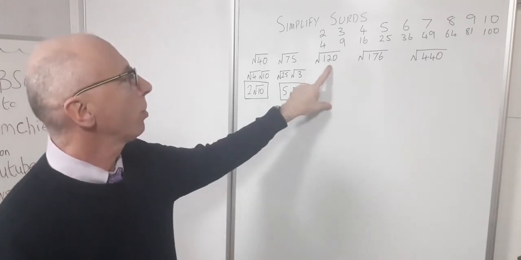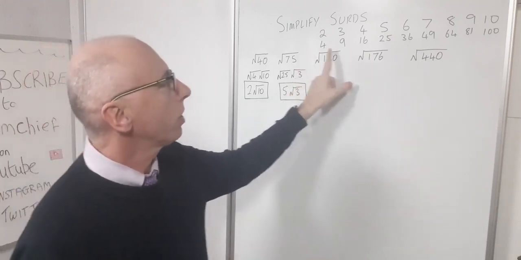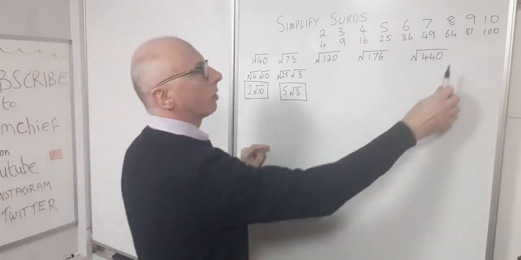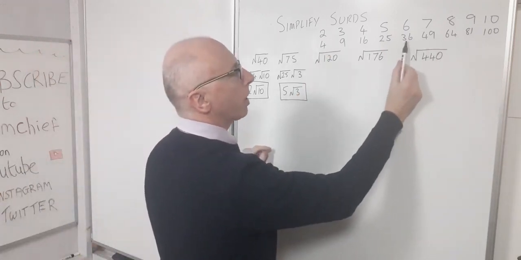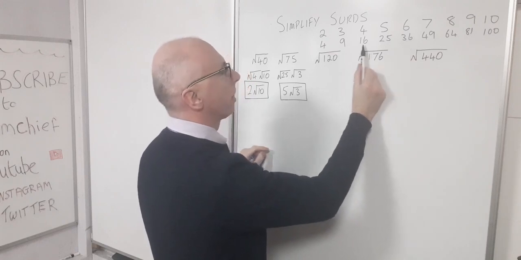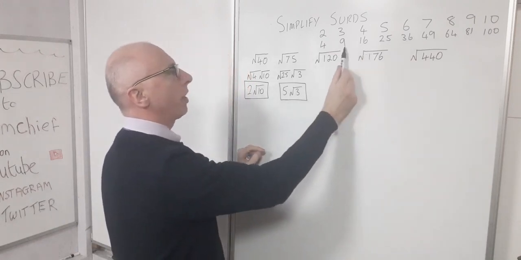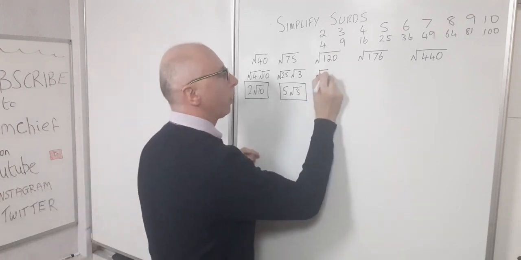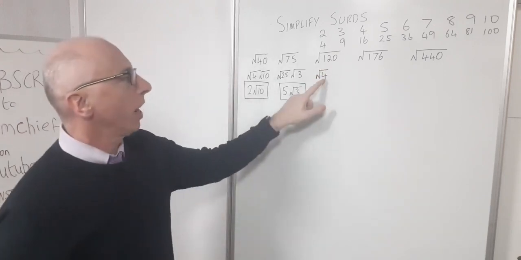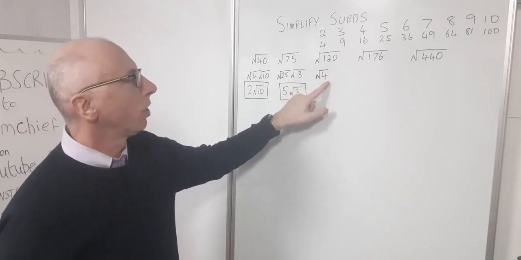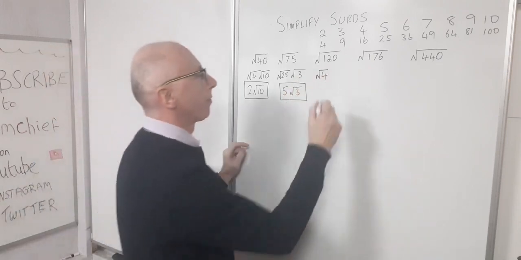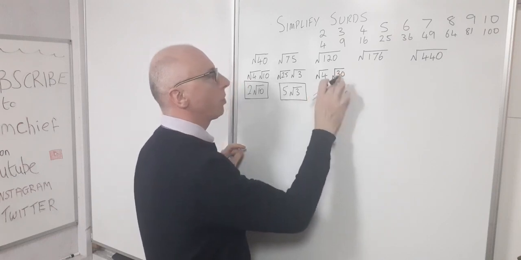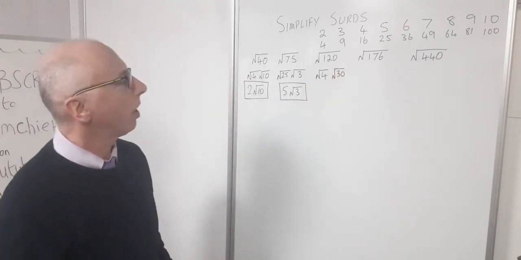Okay, 120. So I need a number here that will go into 120. Well, some of these big numbers look promising, but 36 not quite, 16 not quite, 9 definitely not, but 4 will. So I'll write square root of 4 and then divide 120 by 4. I will get 30. So that's root 4, root 30.